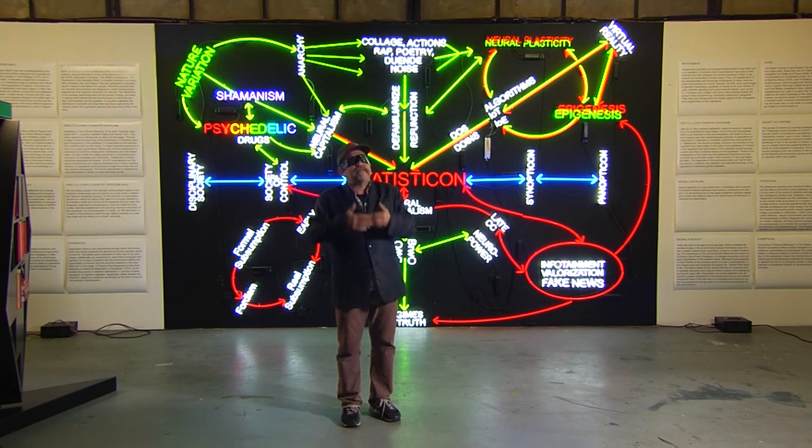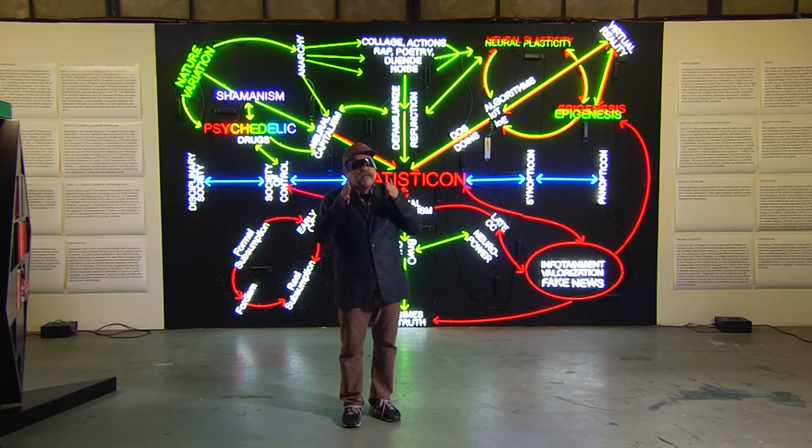The Statisticon represents the latest manifestation of a phylogeny of techniques. We now know what makes the Statisticon different. It's not that the disciplinary society or the society of control didn't affect the neuroplasticity of the brain, but now the neuroplasticity of the brain, through the epiphylogenesis of new technologies, is being sculpted on purpose. The people in DARPA know about it, and they are creating technologies with the idea of this sculpting.